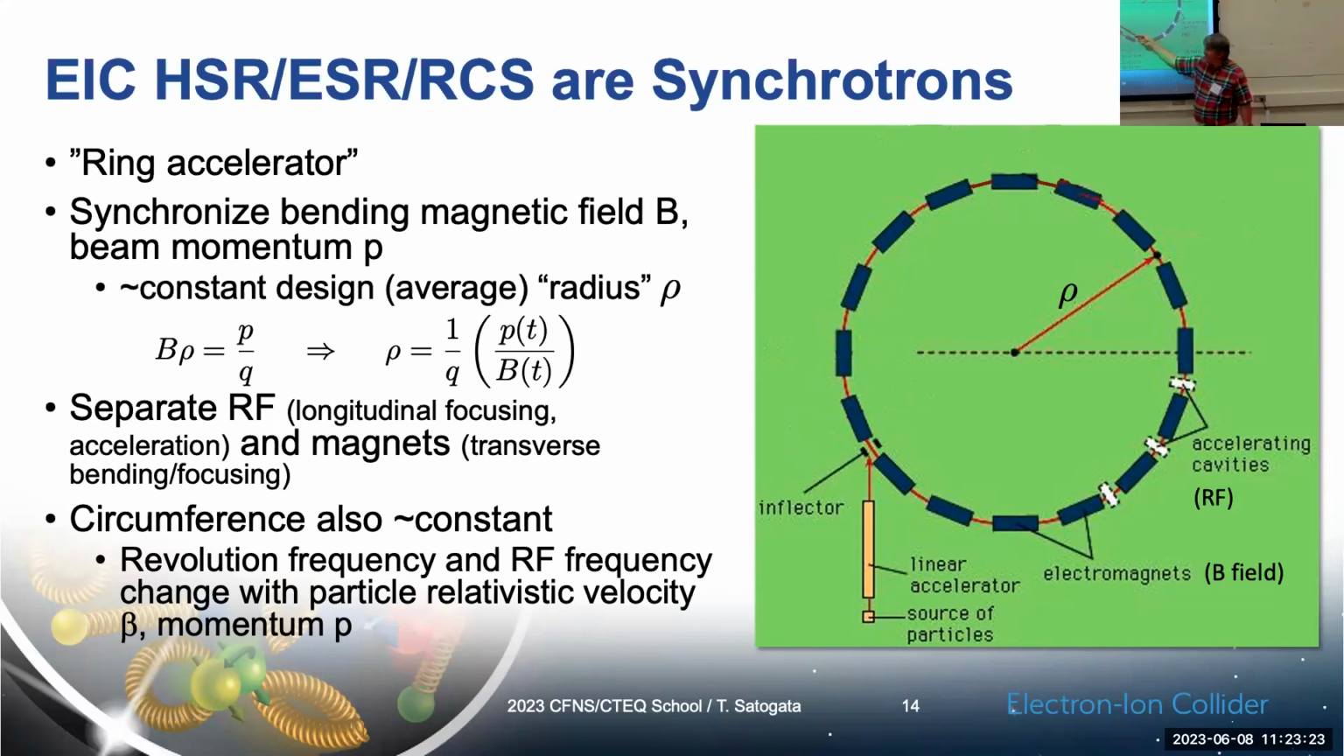So synchrotrons are characterized by an average radius that's constant, but momentum that can change along with the overall bend field that changes. Remember, you separate out the RF and the magnets as well, and the circumference is constant, just like the radius being constant. But now the revolution frequency: if the radius is constant and my velocity is pretty close to the speed of light because I'm highly relativistic, my revolution frequency only changes a little bit as I accelerate the particles. It does change, and we have to accommodate that. It changes a little bit with the particle relativistic velocity, beta, v over c, or the particle momentum.